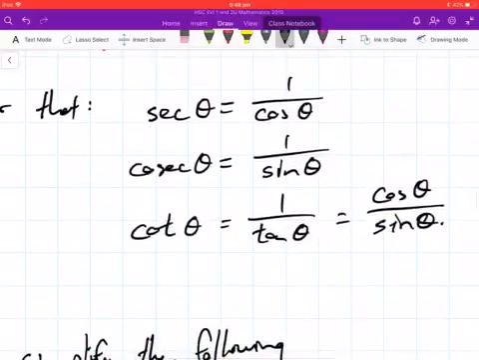And a couple of other ratios. We've got sec theta is equal to 1 over cos theta. That's kind of the definition. So in a right angled triangle, sec would be hypotenuse over the adjacent. Cosec is 1 over sine. And cot theta, cotangent, is equal to 1 over tan theta, which another way to think about it is cos over sine theta. It's the reciprocal of tan. If tan is sine over cos, then cot theta is equal to cos theta over sine theta.